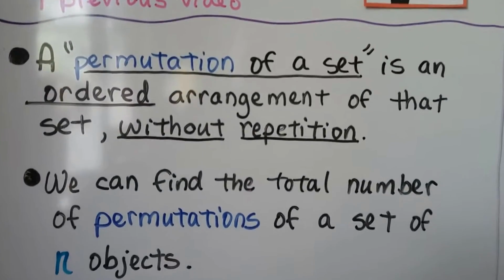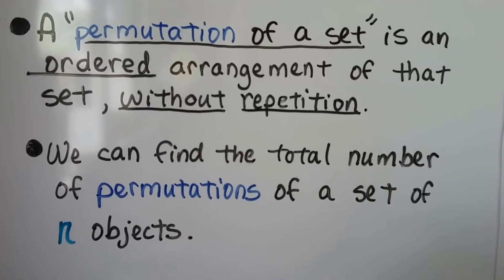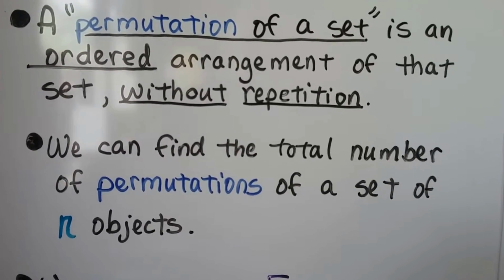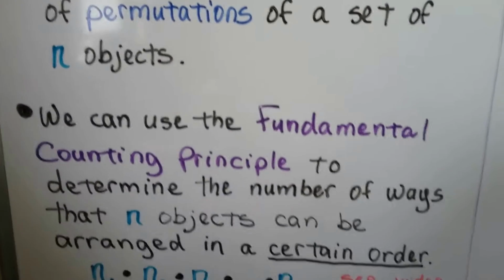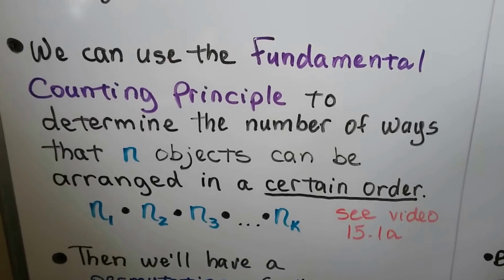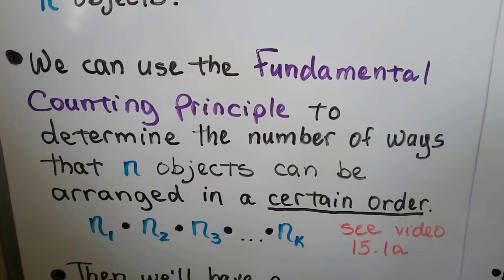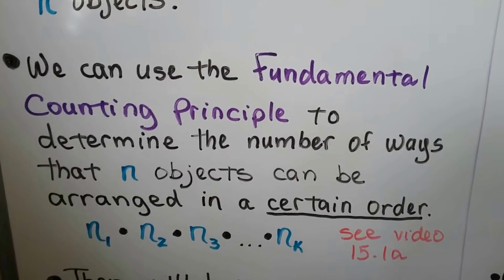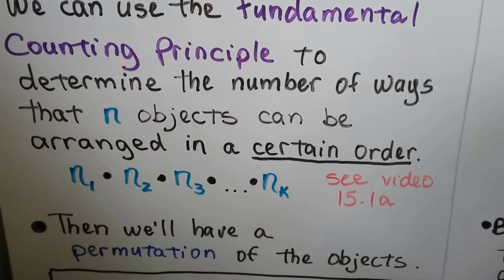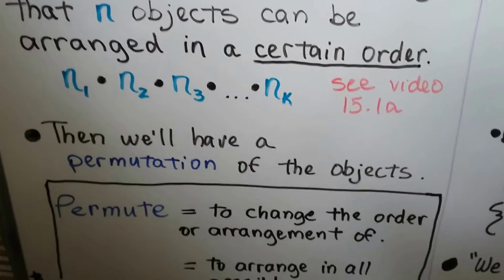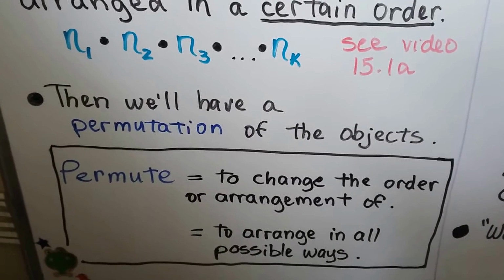A permutation of a set is an ordered arrangement of that set without repetition. We can find the total number of permutations of a set of n objects. We can use the fundamental counting principle to determine the number of ways that n objects can be arranged in a certain order. We would do n sub 1 times n sub 2 times n sub 3 and so on to n sub k. Then we'll have a permutation of the objects. So permute means to change the order or arrangement of. It means to arrange in all possible ways.